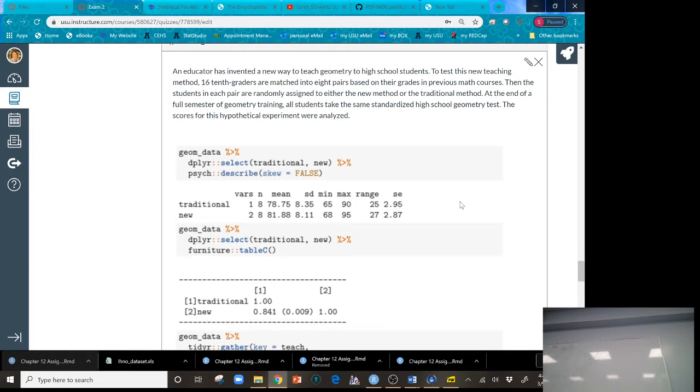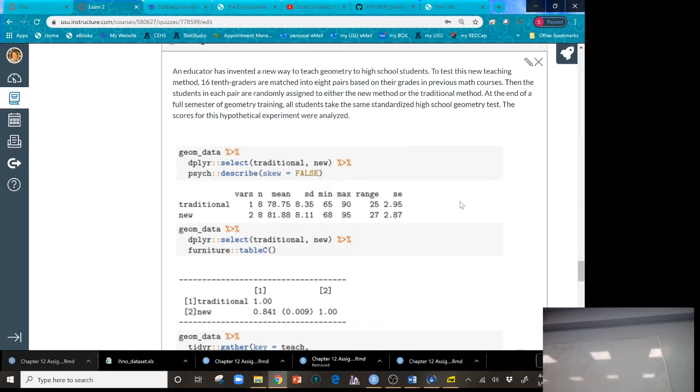Not necessarily easier. Doesn't it have to do with the power? There's increased power when you match, if the thing that you match on plays a role. So what are they matching on here? Prior math scores. If they had just flipped a coin, randomly dividing 16 students, could they accidentally have had all the worst students in one group and all the best students in another group?